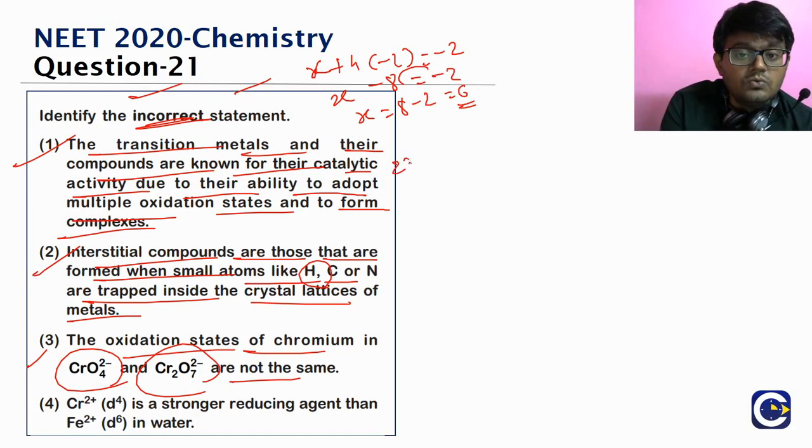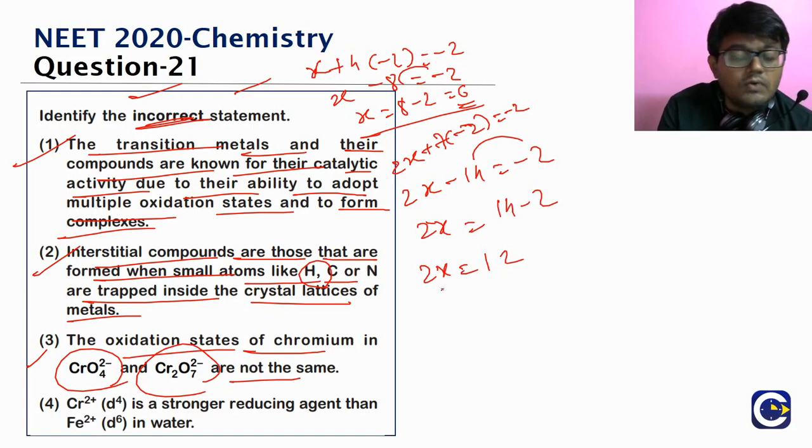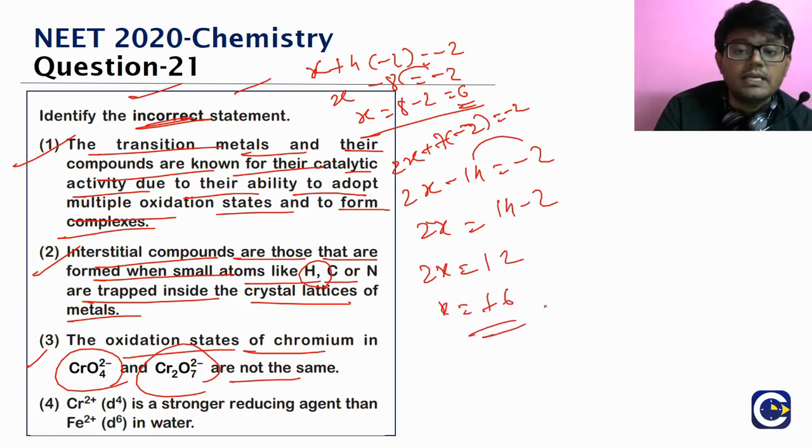How many chromiums are there? 2 chromiums. So 2x plus 7 into minus 2. How many oxygens are there? 7 oxygens. Totally, what is the overall charge? Minus 2. So from here, 2x minus 14 is equal to minus 2. Means 2x is equal to what? 14 will go to the other side, it will become plus. 14 minus 2 is 12. 2x is equal to 12. Means x is equal to what? Here also plus 6.